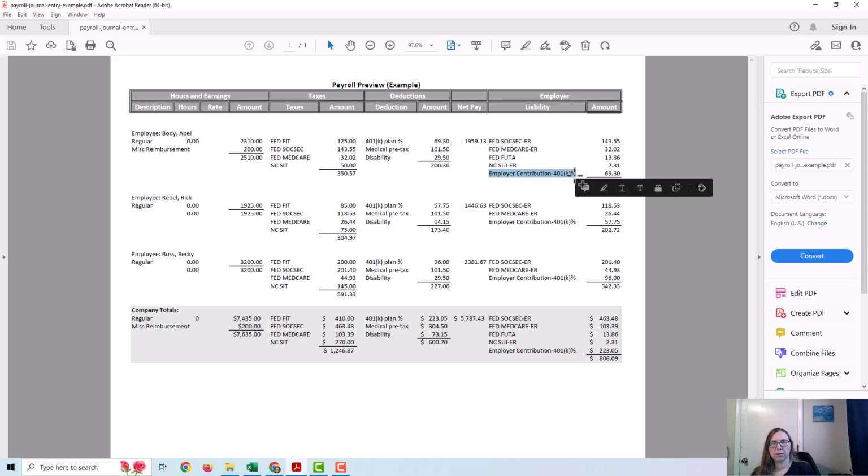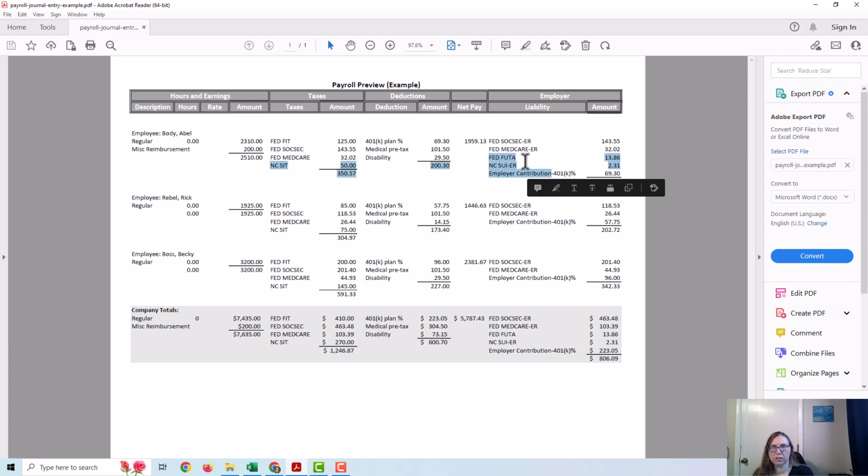The employer contributes to the retirement plans, and then the employer also has to pay some employer payroll taxes, which are FICA taxes, which is Social Security and Medicare, unemployment, federal unemployment, and state unemployment. And then a couple of them don't have unemployment taxes at all.